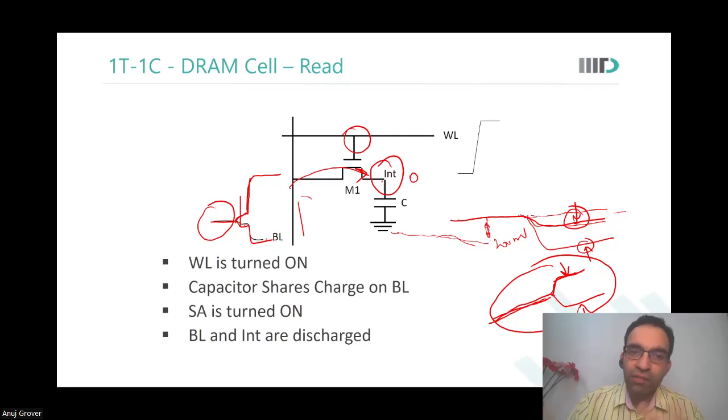You anyways are charging the capacitor from the bit line. You are sending charge through M1 to the INT node. Transmission gate. Sorry, I said pass gate. Transmission gate. Oh, so then it's kind of double the area.